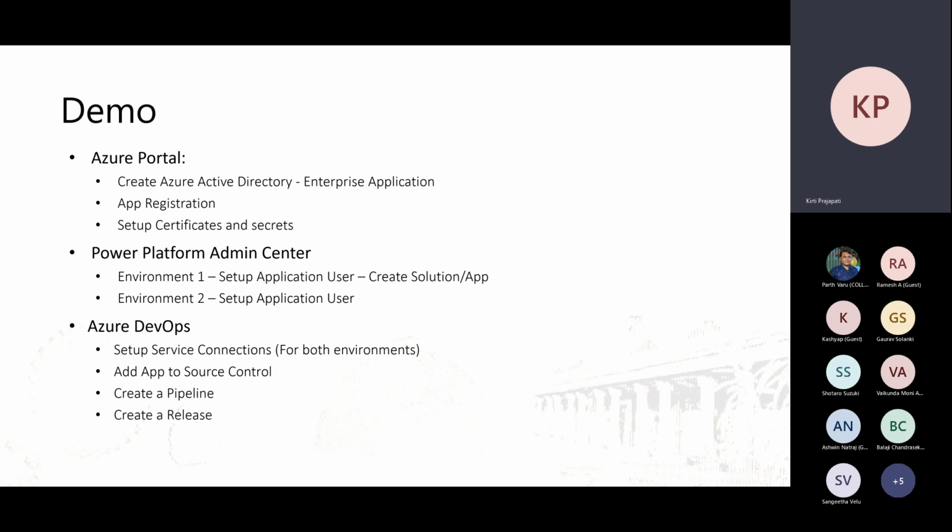And then once the service connection is established, we will add our Power App solution from your local development environment to source control. That is our Azure DevOps. And then we will create a pipeline and then create a release. Creating a pipeline will help you execute all the steps, and your solution will be in your repository. And then we will create a release, which will pull your solution package from your source control to the destination environment, that is our environment two or trial environment.